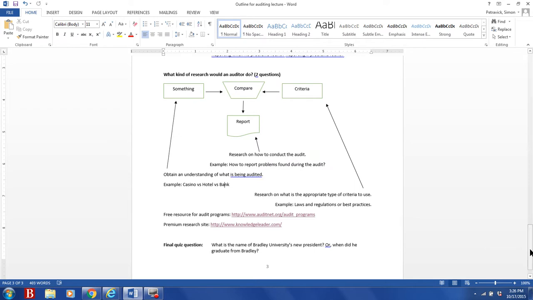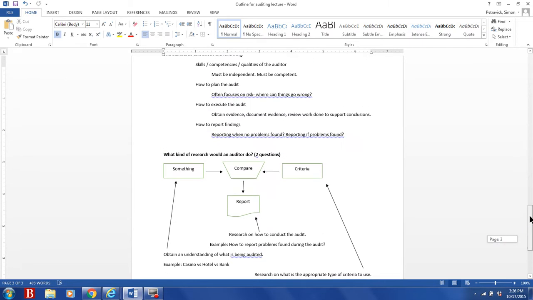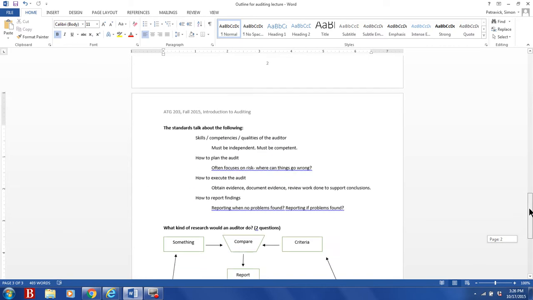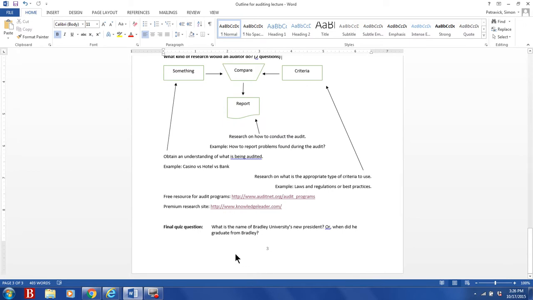So if you've noticed, on the top of each heading, when we get to the quiz on Tuesday or Thursday, there'll be one or two questions on each of these topics that I've talked about. And I think the questions I have listed above come to 9. So for a final question, current events at Bradley: what is the name of the new Bradley president? Or alternative question, when did he graduate from Bradley?